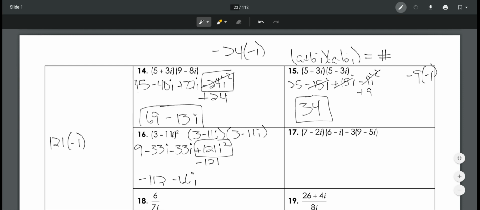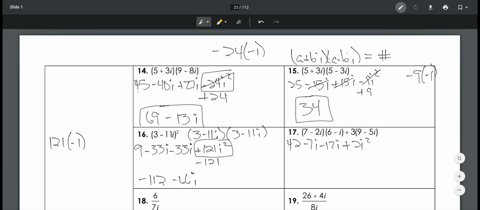Number 17, we have a FOIL scenario and a distribute scenario. So we're going to FOIL first. 7 times 6 is 42. 7 times negative i is negative 7i. Negative 2i times 6 is negative 12i. Negative 2i times negative i is positive 2i squared. We will clean that up in just a minute.